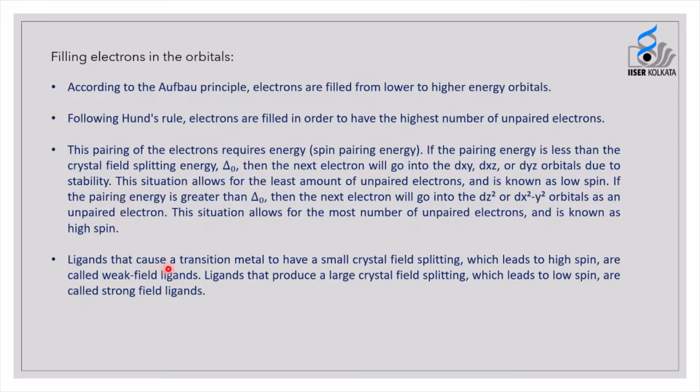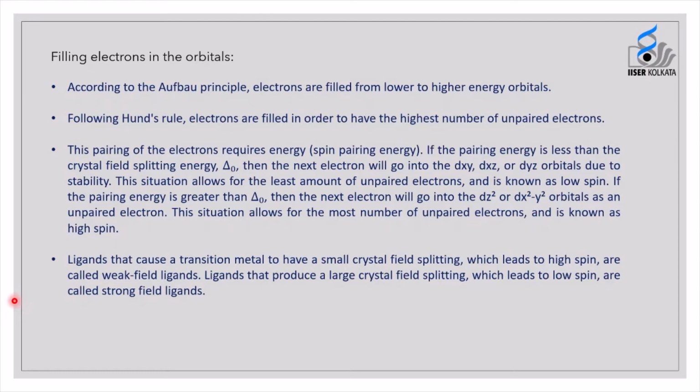Ligands that cause the transition metals to have a small crystal field splitting, which leads to high spin, are called weak field ligands. And ligands that produce a large crystal field splitting, which leads to low spin, are called strong field ligands. So this point wants to tell us this splitting occurs because of ligands, because when ligands start approaching the metal, this splitting occurs. Now the gap between this splitting decides about the unpaired and paired electrons and the pairing energy also.